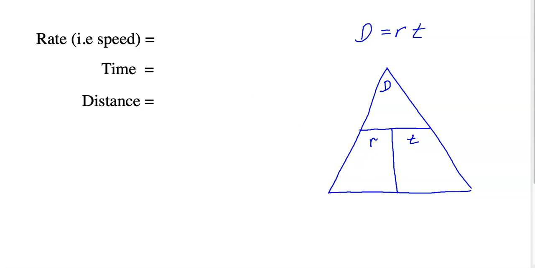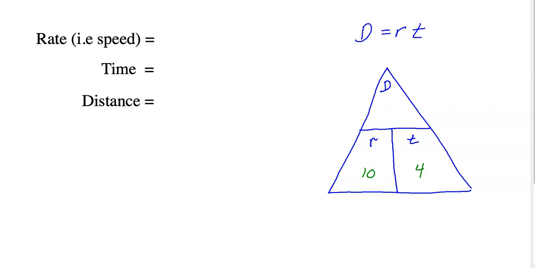So let's say, for example, my speed or the rate is 10 miles per hour, and the time is 4 hours. And I want to find the distance. Well, in this triangle, when the numbers are right next to each other like this, you multiply them together to find the distance. In other words, you're going to take the rate times the time. 10 times 4 is 40, so my distance would be 40.